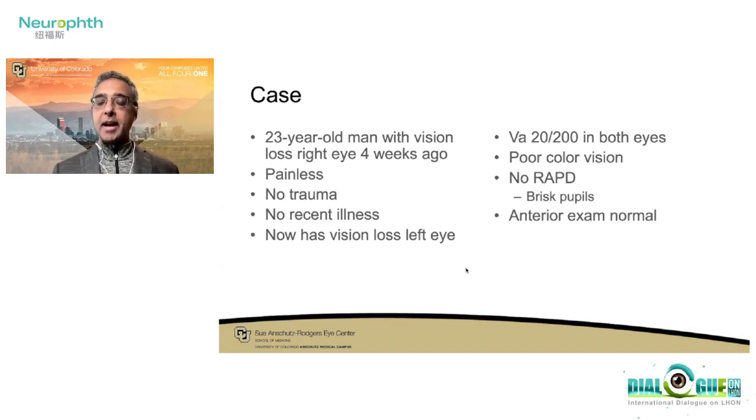So in some cases, the diagnosis of LHON is pretty straightforward for our patients here in the U.S. Typically, as is classically described in textbooks, a man in his early 20s might have experienced vision loss in one eye. In this case, 4 weeks ago, he presented to us with painless vision loss, no history of trauma, no recent illness. He now has vision loss in his left eye. His visual acuity was 20/20 in both eyes. He had poor color vision.